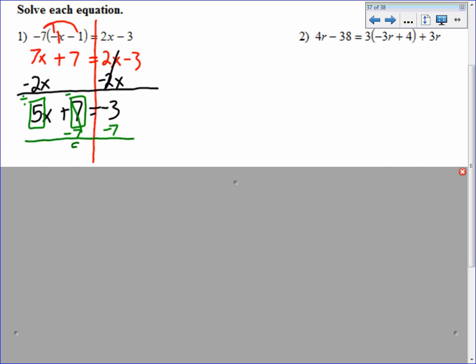Cancels. You're left with 5x equals negative 10, because negative 3 minus 7 is negative 10. We're going to divide both sides by 5, and x is equal to negative 2.